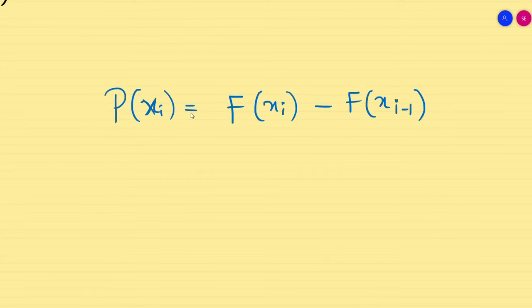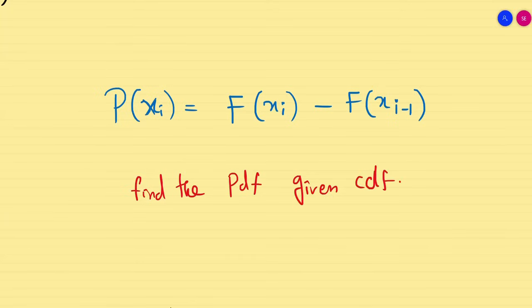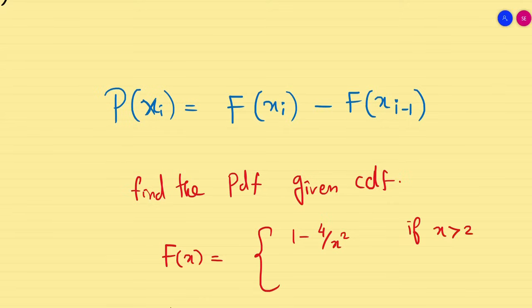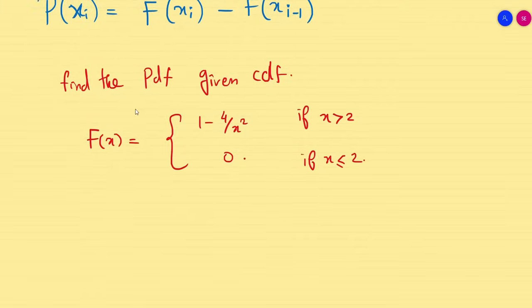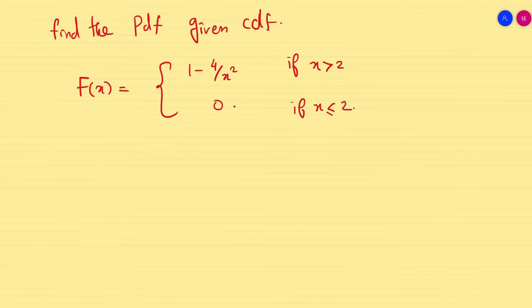Okay, guys, done. Now for an exam point of view, I'm just giving you one MCQ. Find the PDF given a CDF, guys. So capital F of x is given to you as 1 minus 4 by x square if x is greater than 2, and if x is less than or equal to 2, it is going to be 0. So it's just a one step solution. We know the formula. What is the formula we know? Capital F dash of x is going to be my small f of x.